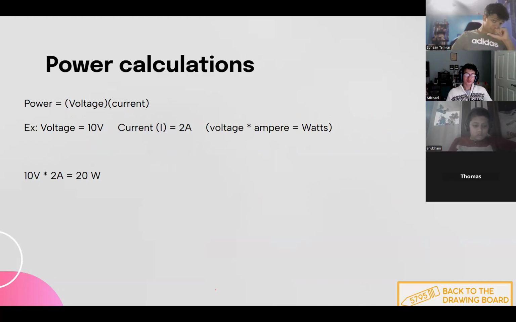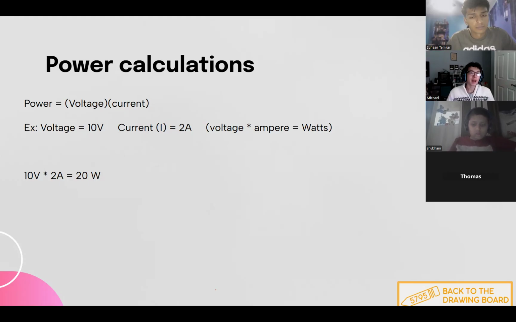Okay. Power calculations. Michael, would you like to take this one? Yeah. So basically, these are applying the same equations as we used before. Once you've made your circuit and you know the voltages and the amount of current it's going to pull, because you calculated the resistances using the loop equation, Kirchhoff's law, and all that stuff from before, you can combine it together to calculate your wattage or power.